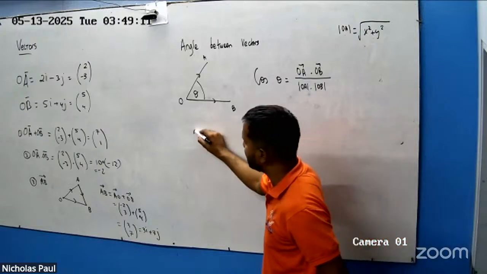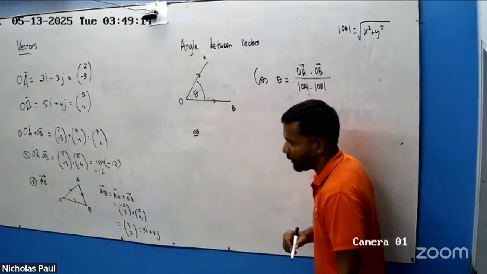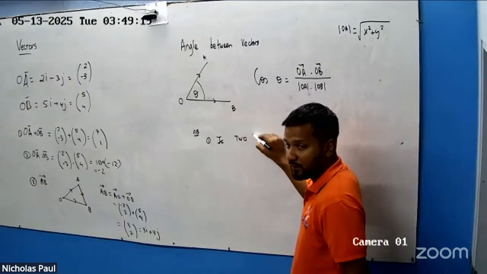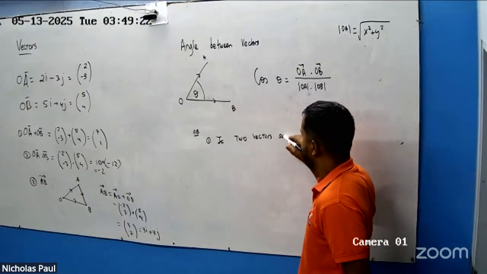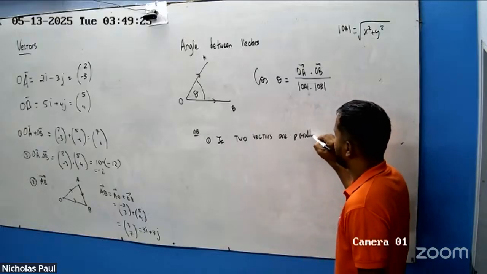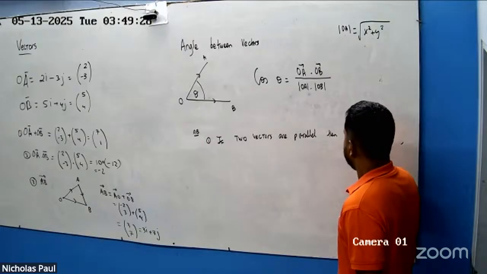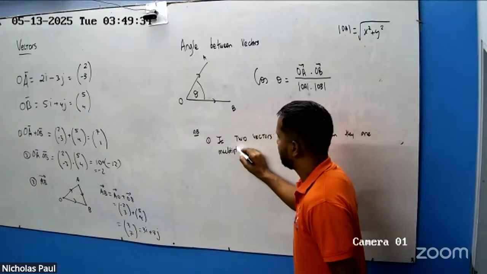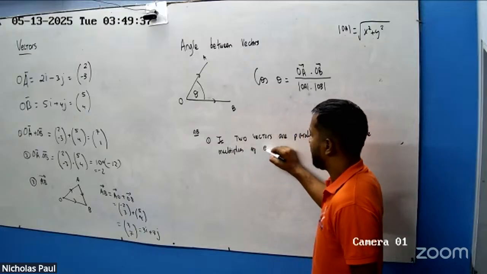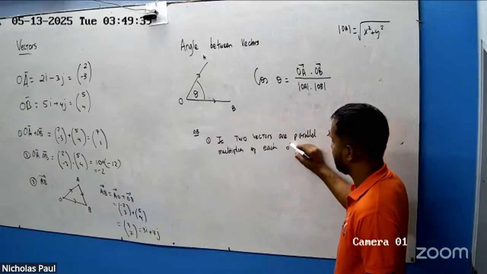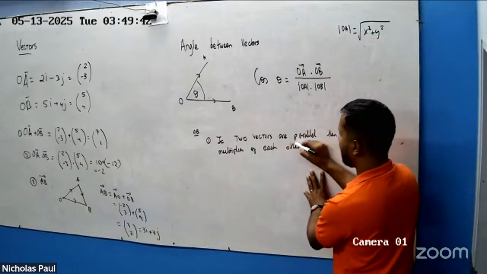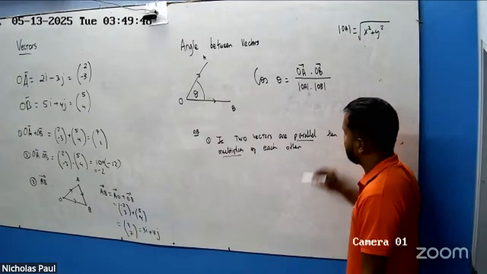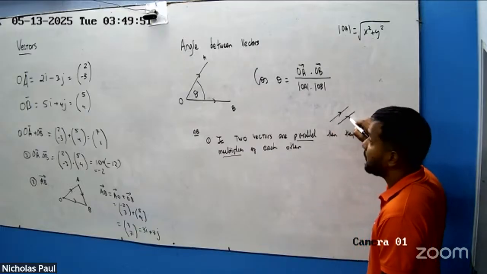But before we do it, I want you to note something as well. Number one, if two vectors are parallel, then they are multiples of each other. I'll show you an example just now. If I say two vectors are parallel, they are multiples of each other. Parallel means the vectors will look like this, they will look like that.